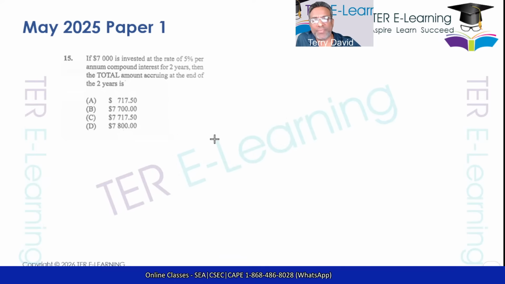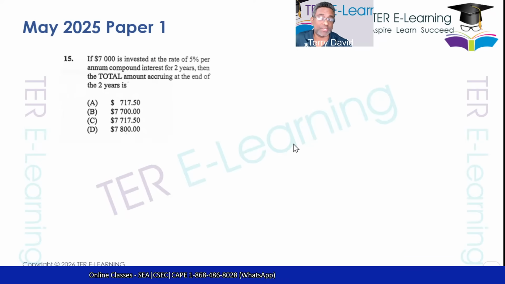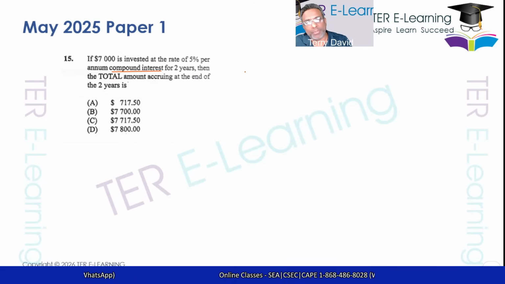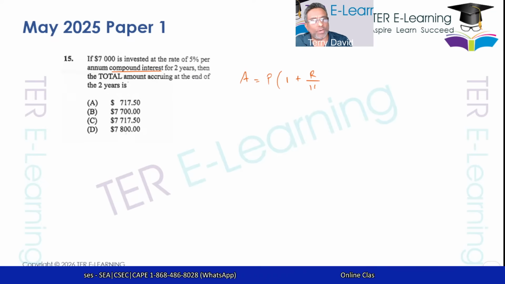This is probably one of the first times I've seen them bring compound interest into the multiple choice. They said $7,000 is invested at a rate of 5% per annum, compound interest for 2 years. Then the total amount accruing at the end of the 2 years is what? So this is a compound interest question. The compound interest formula is given by principal multiplied by 1 plus rate over 100, raised to the power n.